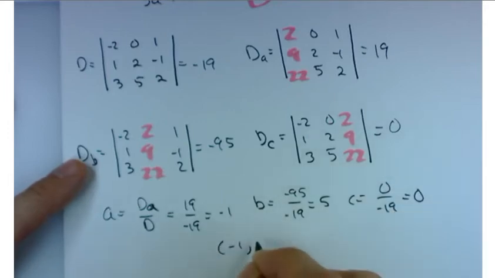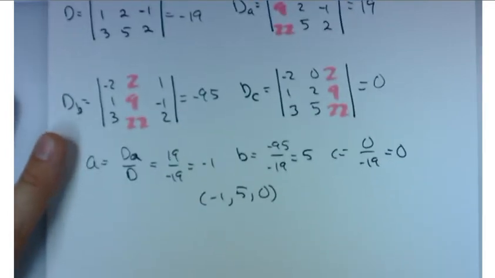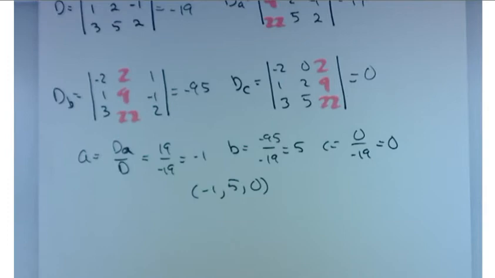The way you'll see your answer written in the back of the book is in this form. It's going to write it in terms of A, B, and C in alphabetical order. Negative 1, 5, and 0. Yay.